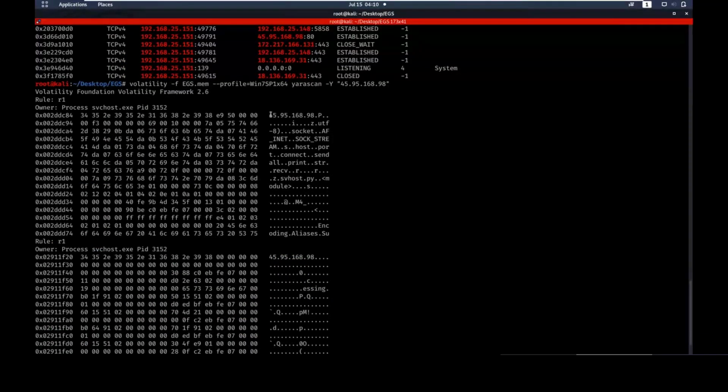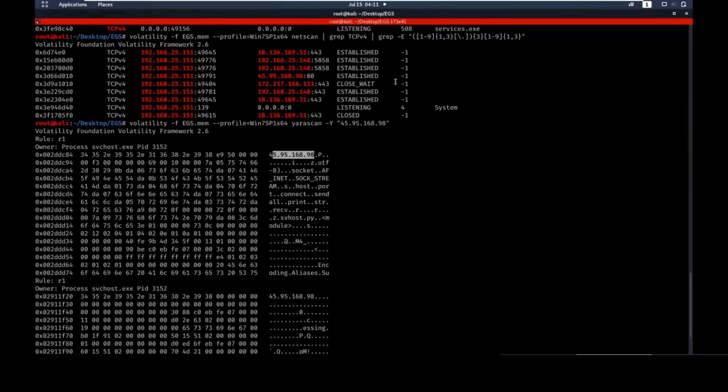Okay, so we have the IP address here, and it's confirmed from the process with the PID 3152. As you notice here, with the other technique I cannot find it, but I can find it with the Yara scan. So let's put another puzzle piece on our main frame.